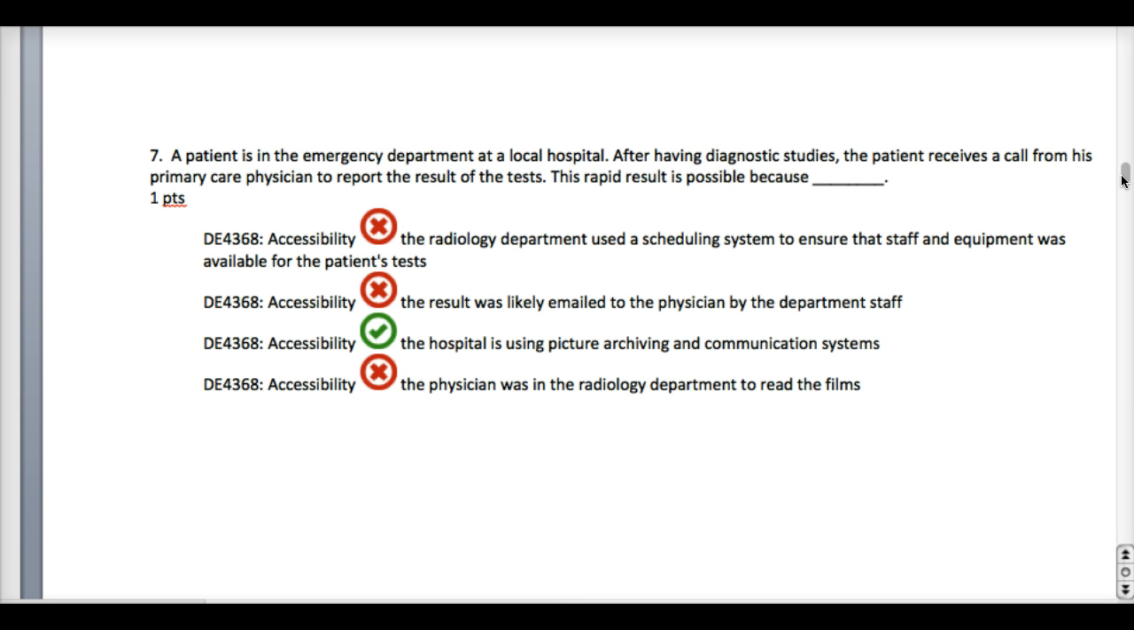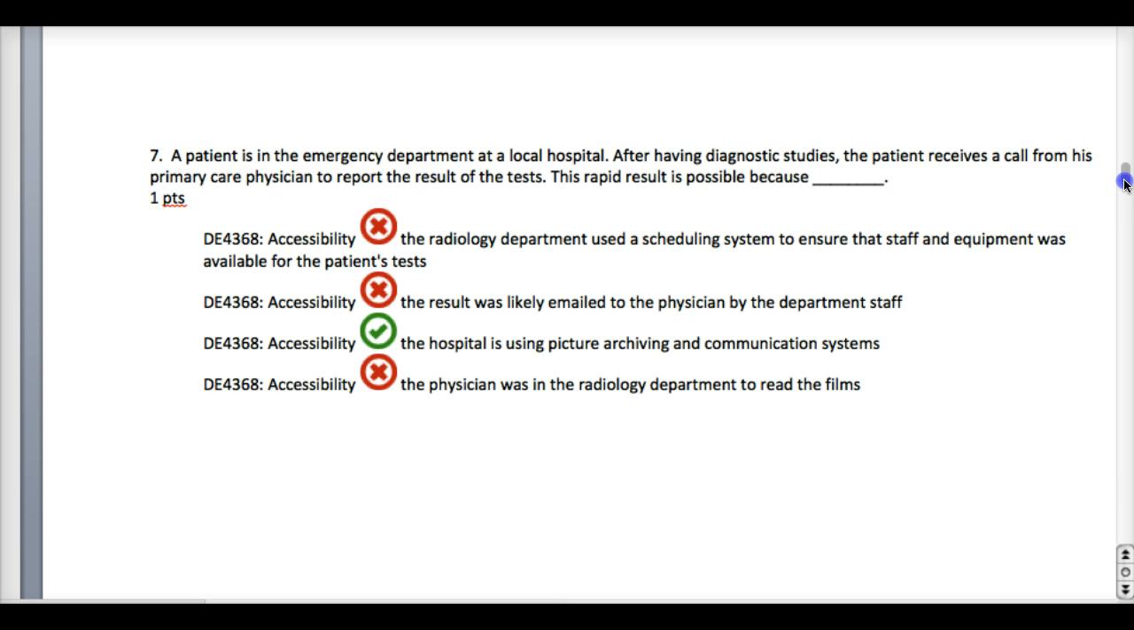And the physician was in the radiology department to read the films. Well, first of all, the physician's not going to be in the department. And second of all, they don't really read the films. So the best answer of these two, the result being emailed or the hospital using picture archiving, that one is the correct answer. And that is on page 122, slide number 5.